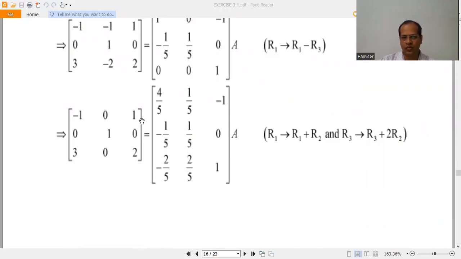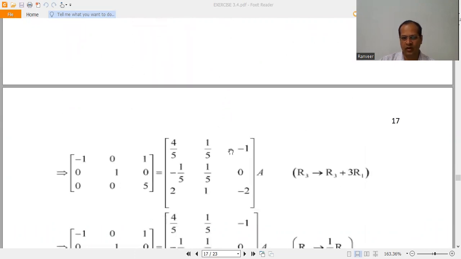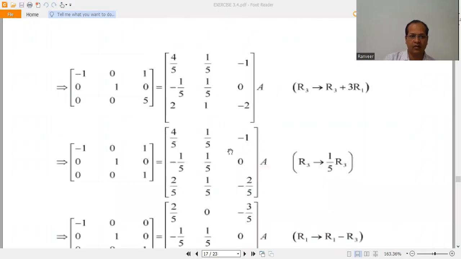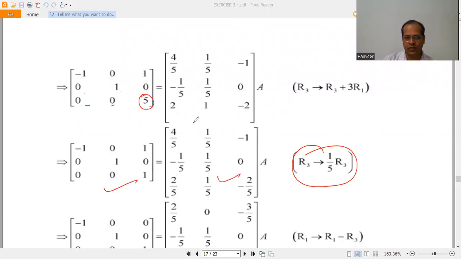Minus 1 0 1 0 1 0 and 3 0 2. For that we have to do the operation, and this becomes -1 0 1 0 1 0 and 0 0, here 1 should come. So for that 1 by 5 R3, and this is the value. So this is nothing but the inverse of the given matrix.